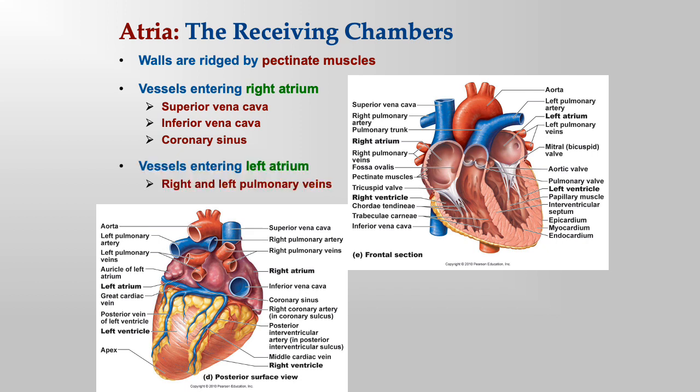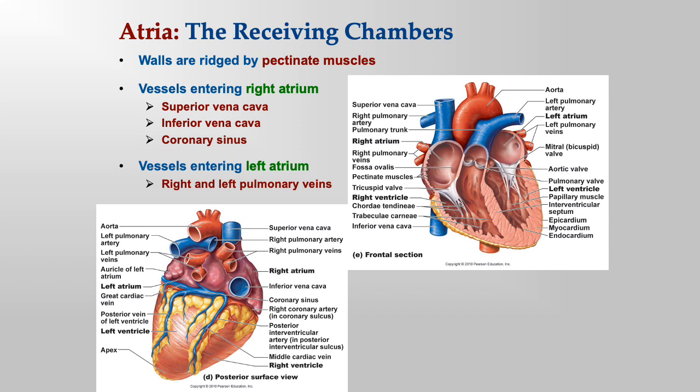Vessels entering the left atrium are the right and left pulmonary veins. So these are the blood vessels coming back from your lungs. They are bringing back the blood that your lungs put oxygen into, and those come into the left atrium. So notice there's an asymmetry here. It's not as though the right atrium is for the right side of the body and the left atrium is for the left side of the body. That's not it at all.